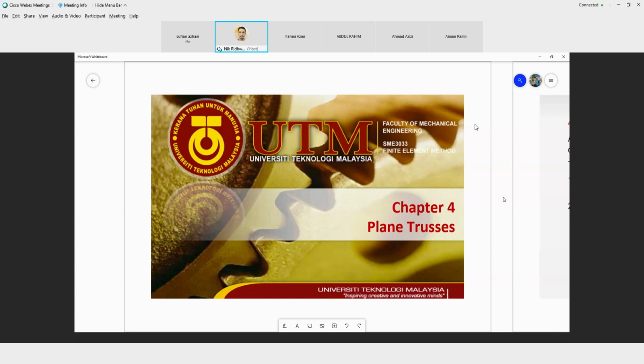Nanti bila K elemen yang bar, K elemen yang plane trusses tu, nanti kita akan assemblekan dia. Okay, kita perlu assemble untuk menjadikan dia sebagai satu structure, the full structure yang kita nak solve kan. Okay, tapi itu just for your general understanding. Tapi kita tak go to that stage.